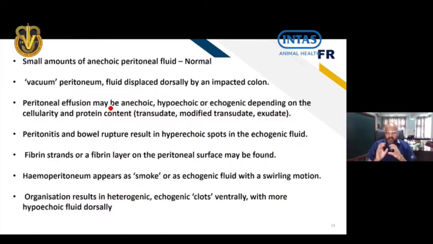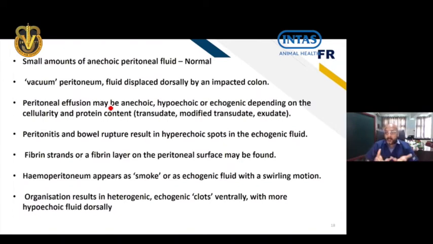Peritoneal effusion can be anechoic, hypoechoic, or echogenic. It depends upon the cellularity and the protein content of the fluid. If there is peritonitis and bowel rupture, it will result in hyperechoic spots in the echogenic fluid, as in the previous slide which I showed you. Then you can find fibrin strands or fibrin layers on the peritoneal surface. Now all these things are to be critically examined on the ultrasound.